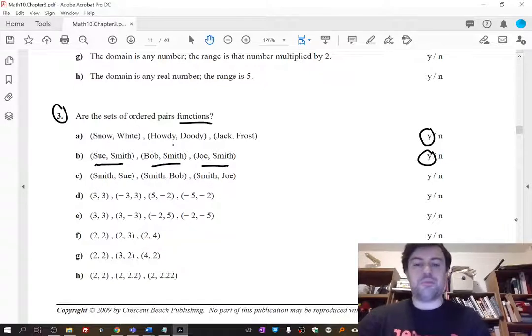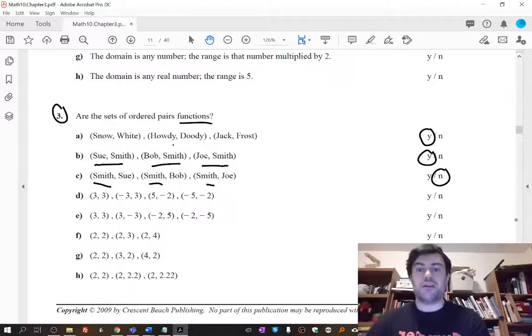What would be an example of one that is not a function? That would be C. C is not a function because you see the same x value appearing multiple times. So the x value cannot map to multiple values. That's not a function. It's a relation. It's not a bad thing. It's just not a function.